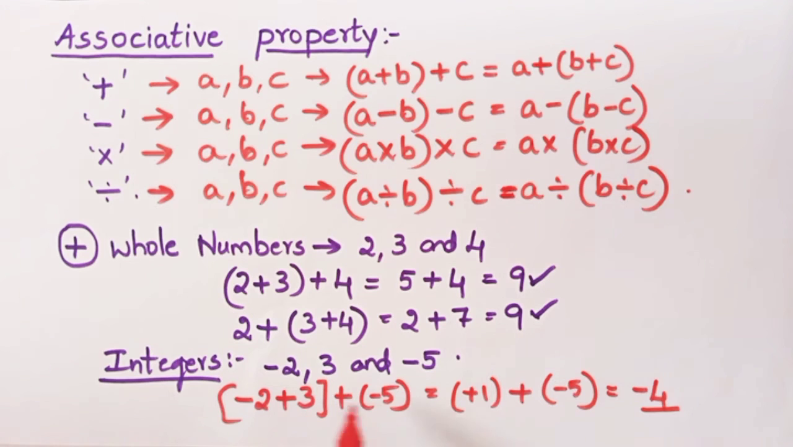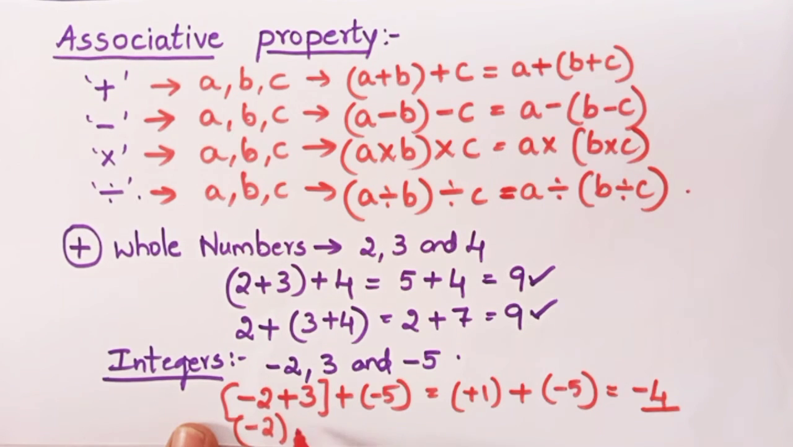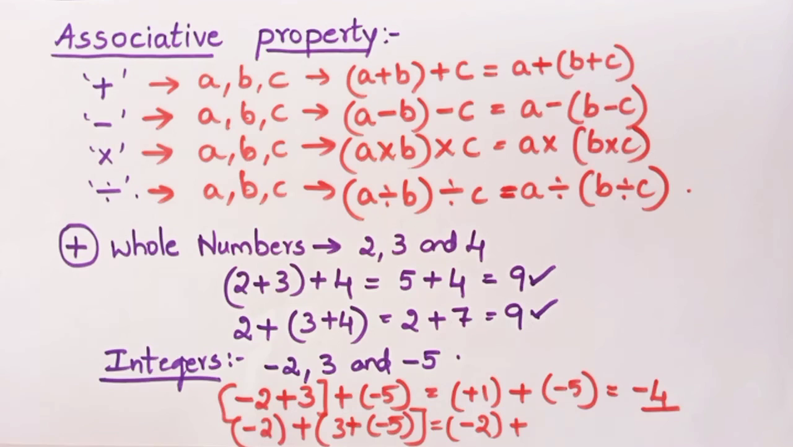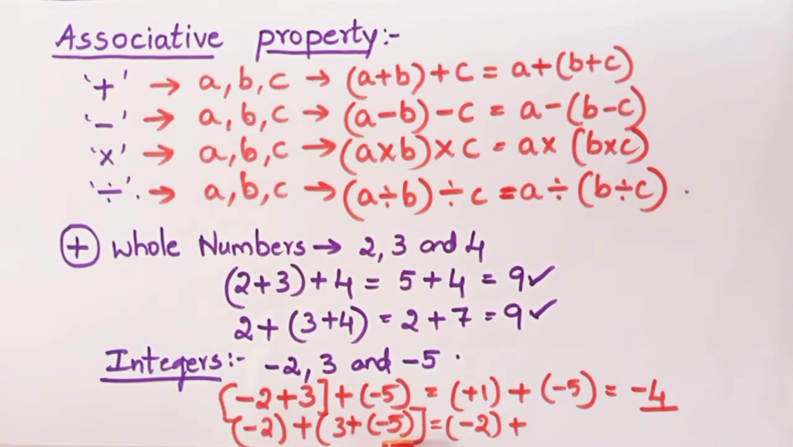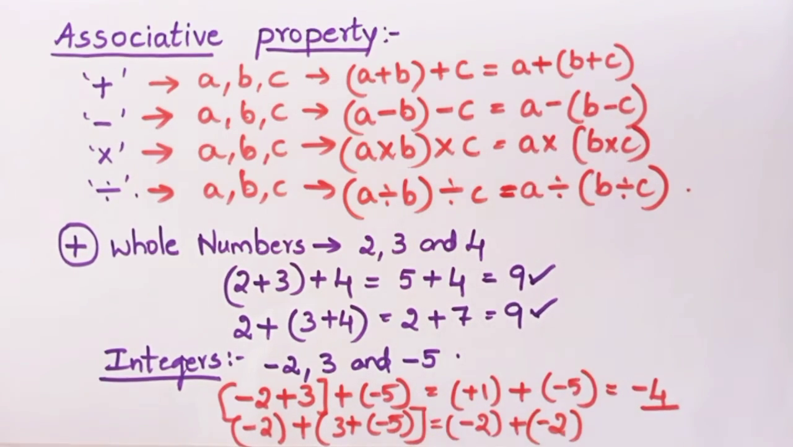This is A plus B plus C. Now I want to separate my A. A plus B plus C, isn't it? So minus 2 will be just like that. This is A plus B plus C here. Okay, minus 2 will be like that. Plus 3 and minus 5. So my result will be minus 2. Because plus 3 minus 5.